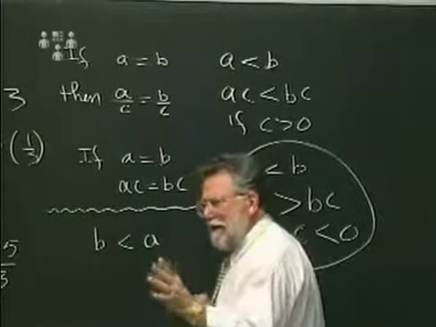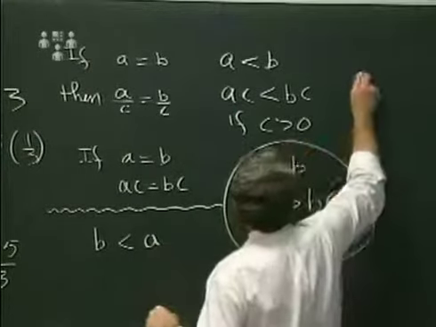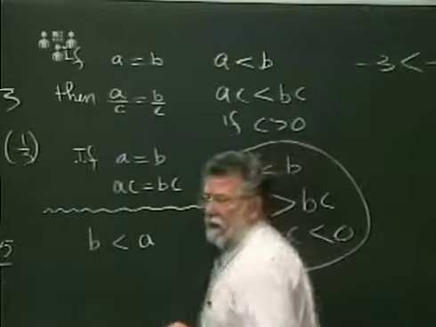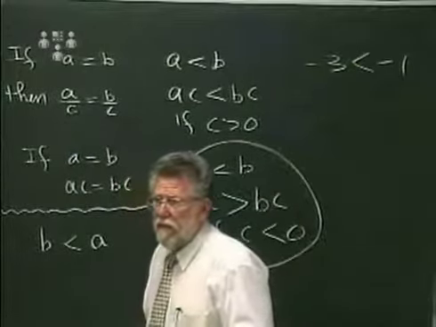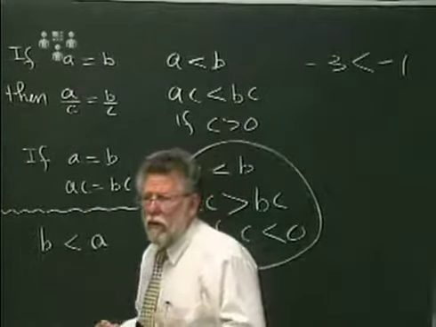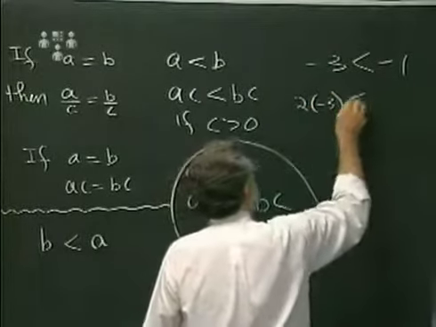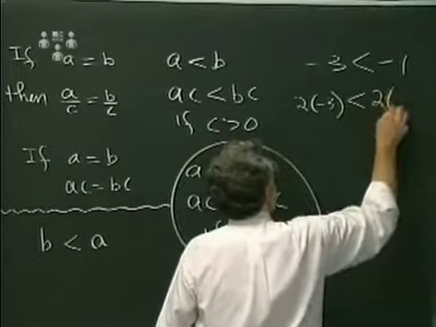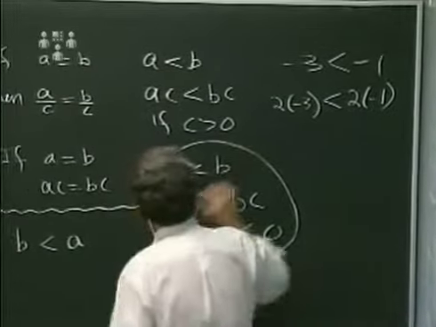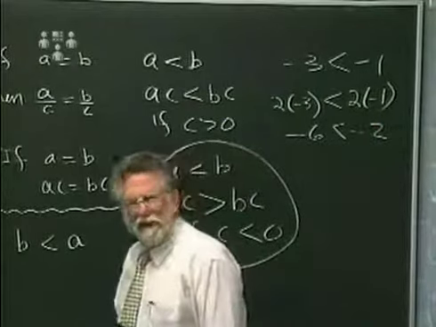Wait a minute now. You're doing good with your questions. You just keep asking. Let me try to answer your question first. Negative 3 is to the left of negative 1, correct? And they're both negative. Now I'm going to multiply by a positive number, 2. So I'm going to say 2 times negative 3, and I'm asking, is it still true that that is to the left of 2 times negative 1? Is negative 6 to the left of negative 2? Yes, it is. Still works.